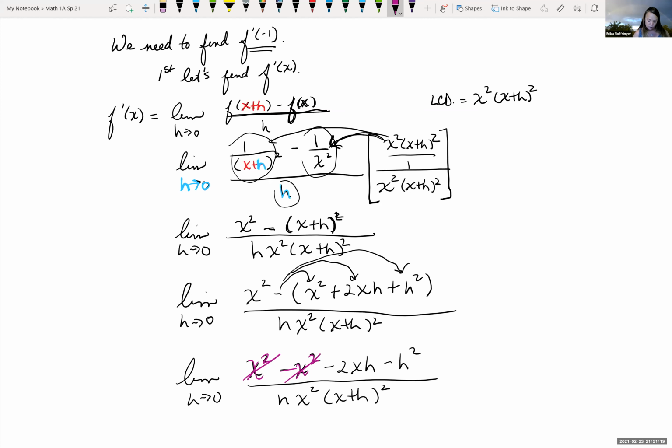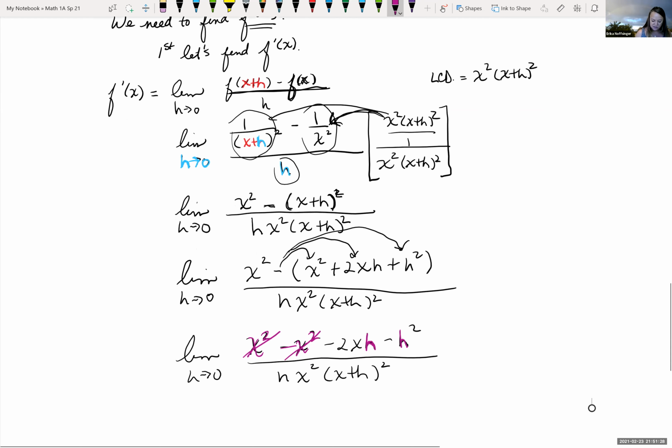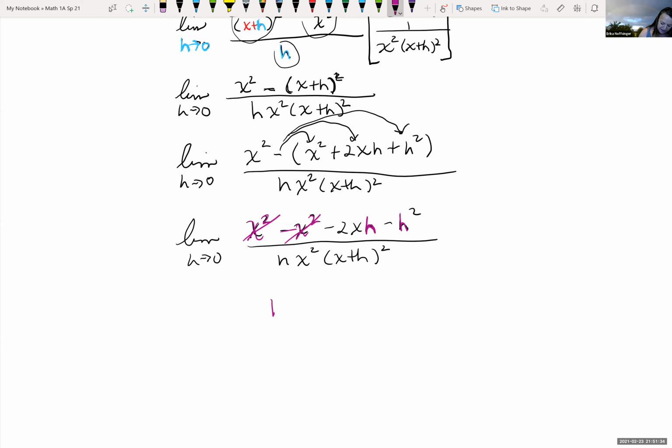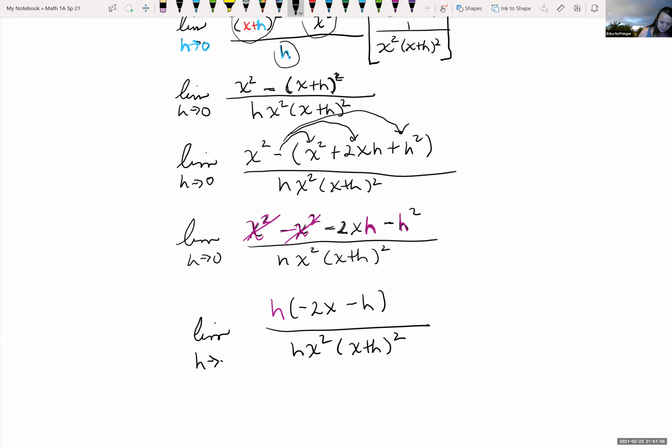And notice that in our numerator, each of the terms has a factor of h in it. So let's factor out that h so it cancels with the h in the denominator. If I pull out an h in the numerator, I'm left with parentheses minus 2x minus, and pulling out an h from the h squared, I'm left with a single h, all over h x squared times x plus h quantity squared. And I need to bring down that limit as h goes to 0. So those h's now cancel.